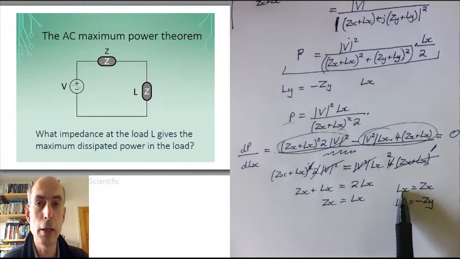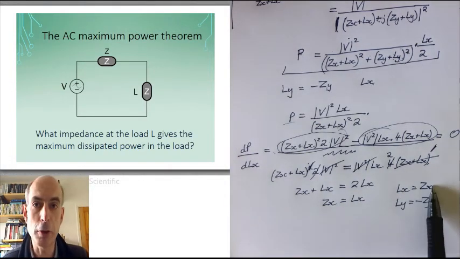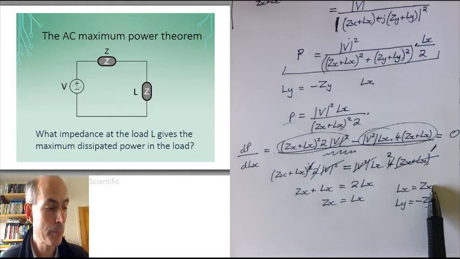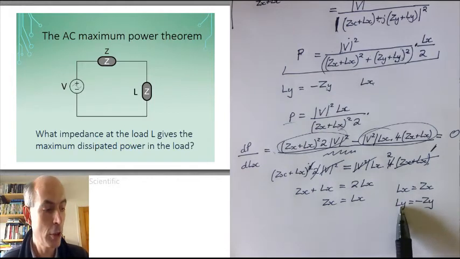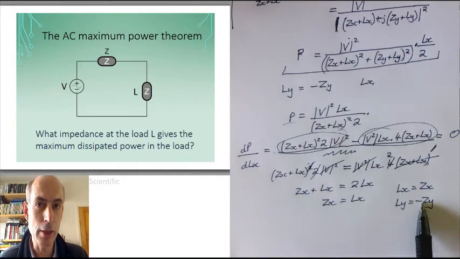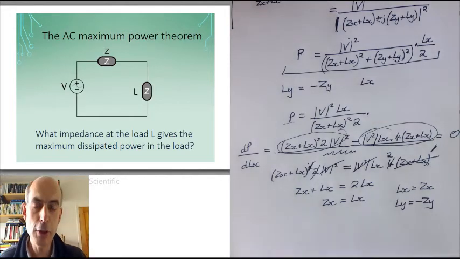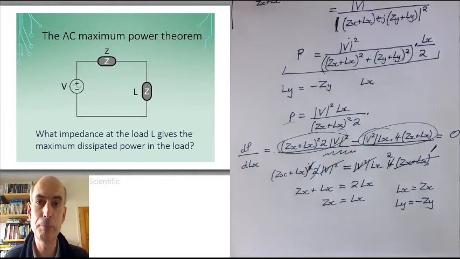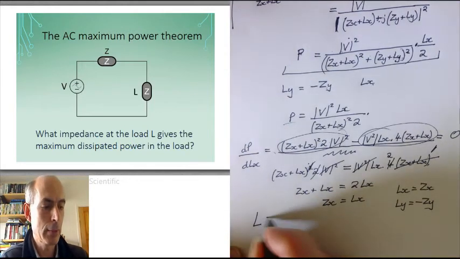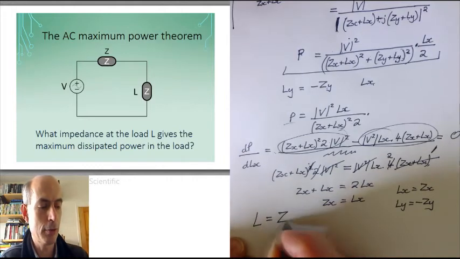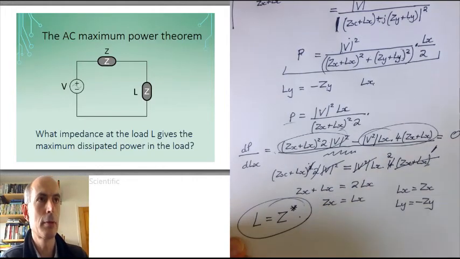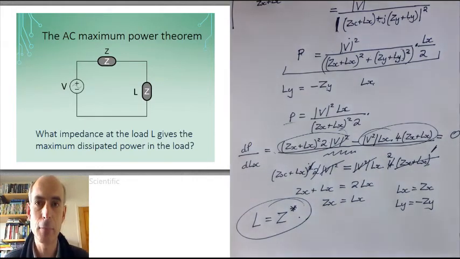The real part of my load should be equal to the real part of the source impedance. The imaginary part of the load should be equal to minus the imaginary part of the source impedance. In other words, the load impedance should be the complex conjugate of the source impedance. And that is the key result for the maximum power theorem in AC. The load is the source impedance complex conjugate.